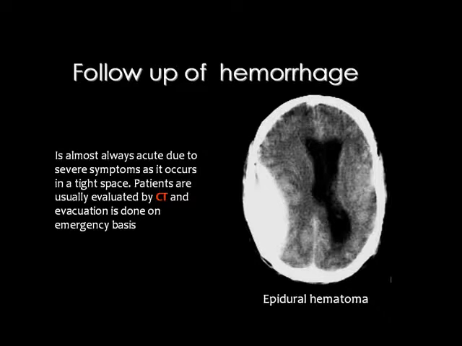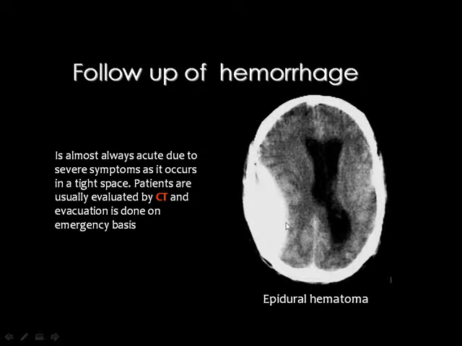Then if you see the blood, the blood will appear bright. But with time this blood will lyse, then you get a decrease in the density of the blood. So if the hematoma is acute, it will appear bright compared to the brain parenchyma. And if with time the hematoma decreases in density until it is black compared to the brain parenchyma, then you know that this is chronic blood. And if the hematoma is exactly similar to the brain, then you know that this is subacute blood.